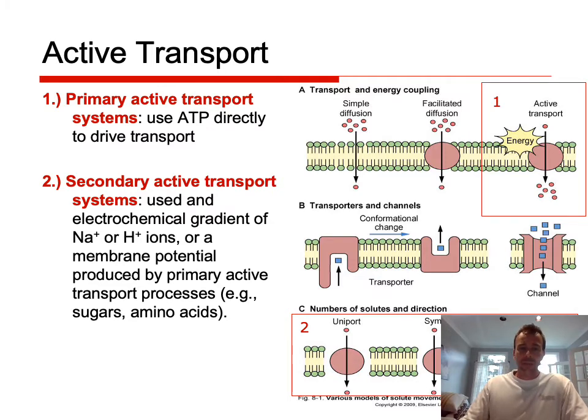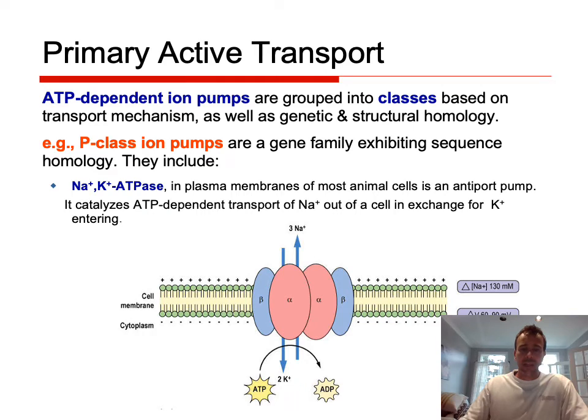First, we'll talk about primary active transport systems. Some examples are ATP-dependent ion pumps. These are grouped into various classes based on transport mechanism. One of the main ones is the P-class ion pumps. These are a gene family that have a very similar sequence homology. A very specific example of that is sodium-potassium ATPase in the plasma membranes. It uses an antiport mechanism, and we'll talk through each of these types here. But it catalyzes the ATP-dependent transport of sodium out of the cell in exchange for potassium entering the cell.